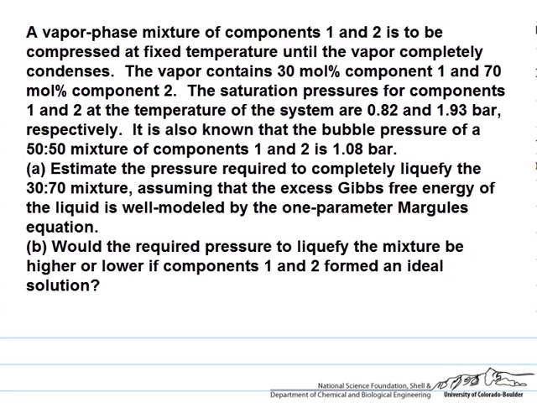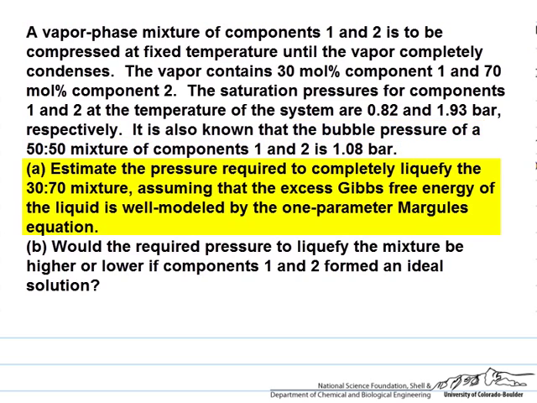And this is a vapor-liquid equilibrium problem with two components, 1 and 2, that are initially in the vapor phase, but we want to keep compressing that vapor phase until it's completely condensed. The vapor has 30% of the first component and 70% of the second. And you're given information on the saturation pressures of each component, and also given information on what the bubble pressure is of a 50-50 mixture of components, and that's just a little bit over a bar.